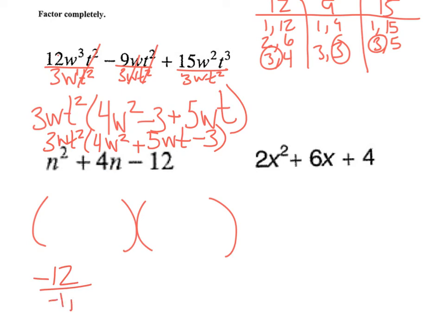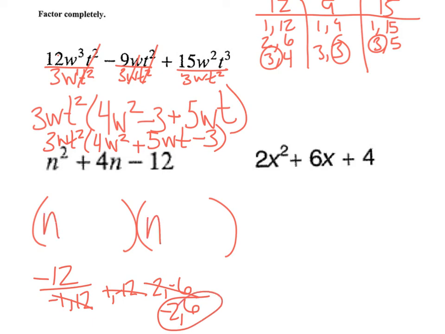So negative 1 and 12, those are not going to add to give me a positive 4. 1 and negative 12 will also not add to give me a positive 4. Okay, 2 and negative 6, that will add to give me a negative 4, so I'm getting closer. Negative 2 and positive 6, those are the ones that I'm looking for. So I split the n squared up into n, and then I put my factors in. n minus 2 and n plus 6.